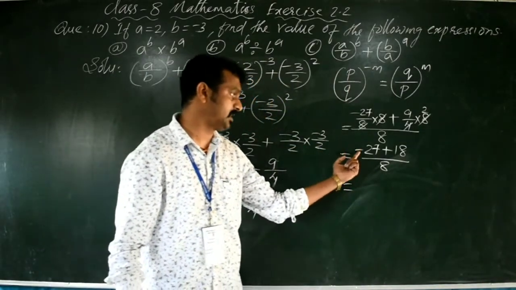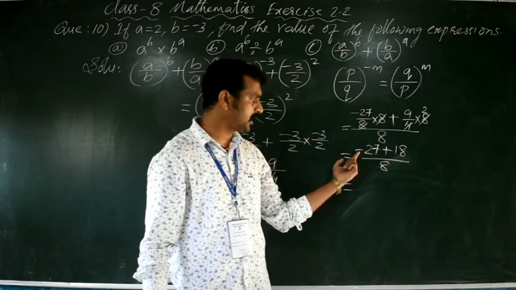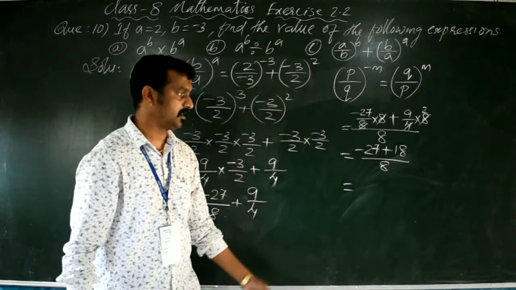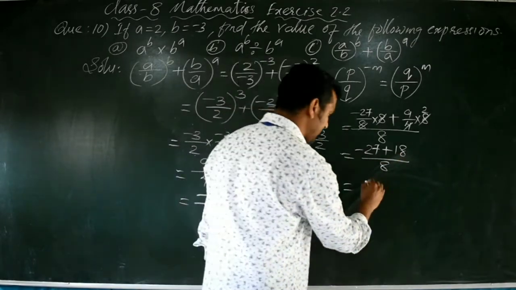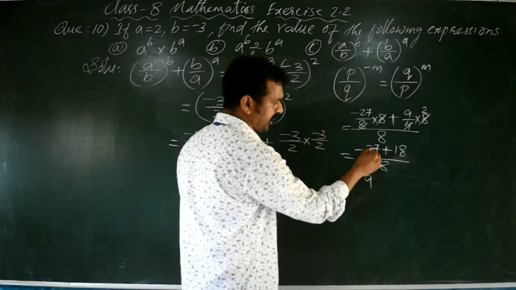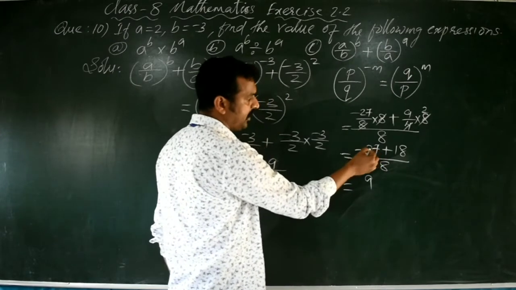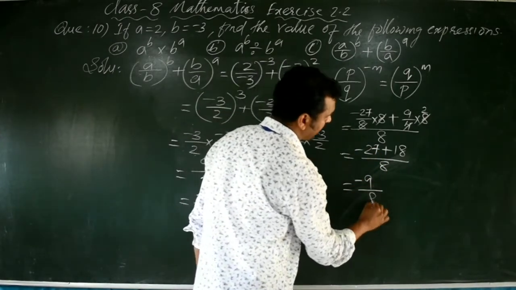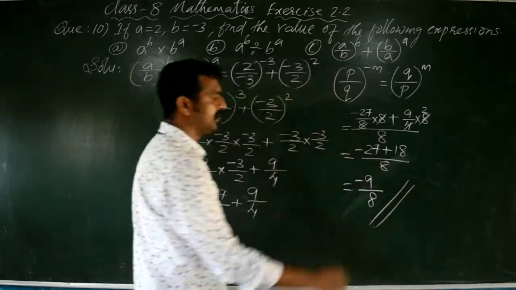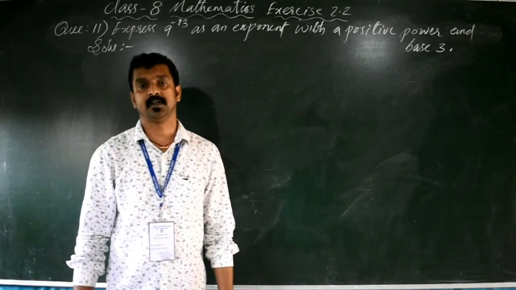One number is negative and one is positive, so we subtract and put the sign of the largest number. 27 minus 18 gives 9. What is the largest number? 27, and its sign is negative, so the answer is minus 9 divided by 8. That is the answer. Okay, now question number 11.